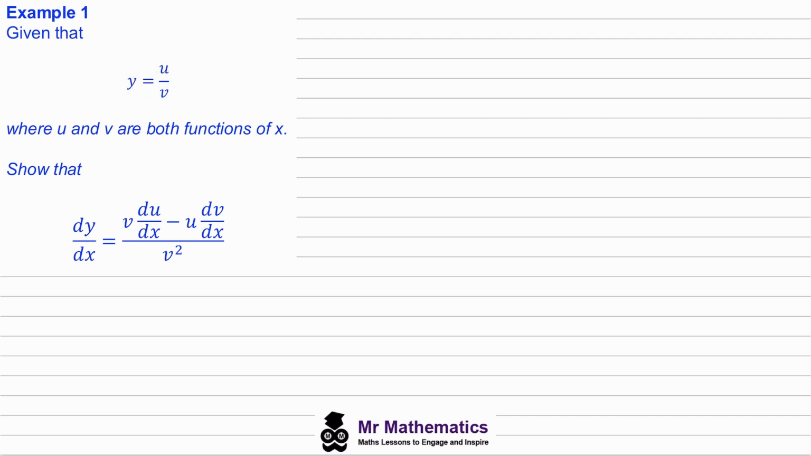So the first thing we need to do is move this v to the top. So we'll have y will equal u multiplied by v to the negative 1. So using the product rule, dy by dx will be the u term multiplied by the derivative with respect to x of a v term plus the v term multiplied by the derivative with respect to x of a u term.